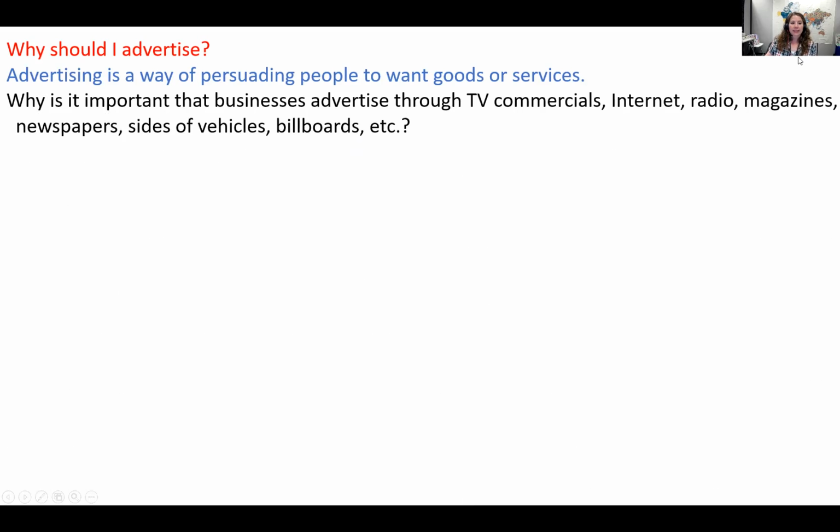Why is it important that businesses advertise through TV commercials, the internet, radio, magazines, newspapers, sides of vehicles? You ever seen that? Billboards. Why is that important? Obviously, the more people that know about your product, the more things you're going to sell, right? What about you? Do you have a favorite ad?